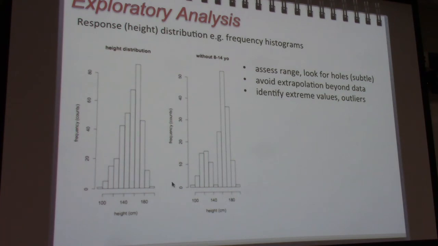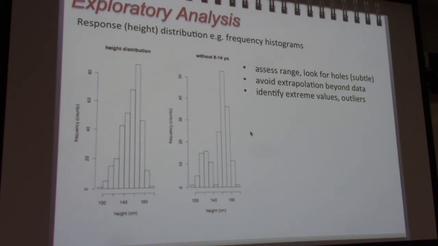I'm looking at the range. I'm looking for holes in the data, and holes can be subtle. For instance, here, just to show you, I dropped all the 6 to 14-year-olds in the data set, and I made a little hole in the middle. And if I'm not paying attention, and I don't realize that there's a hole in the middle of the data, some of my conclusions may be extrapolated outside the range of the data, and therefore may be of questionable value. So it's really important that I assess the applicability of my data.